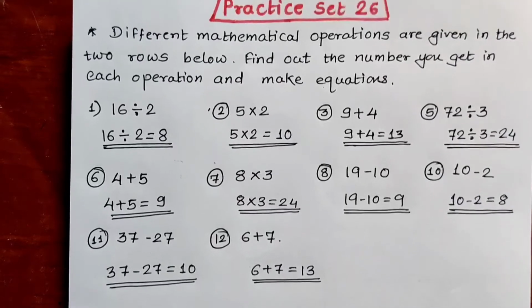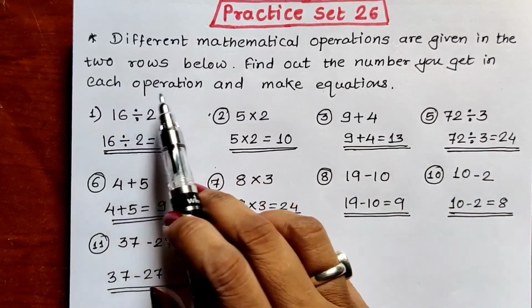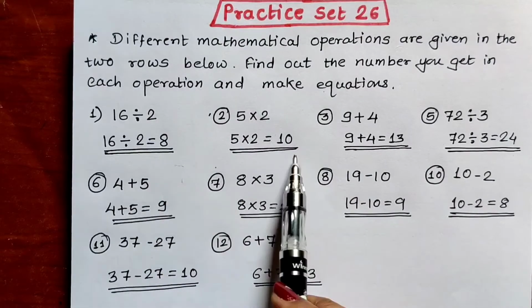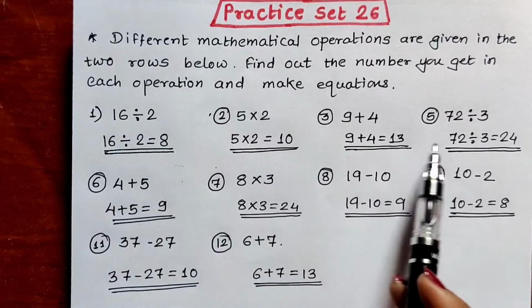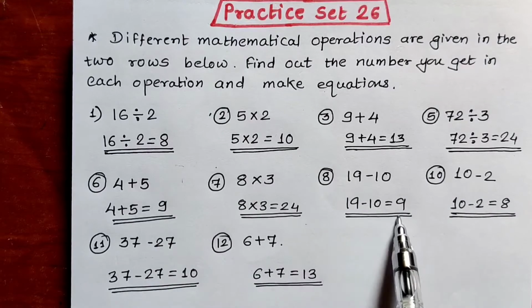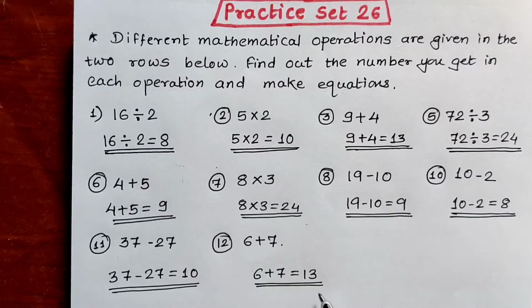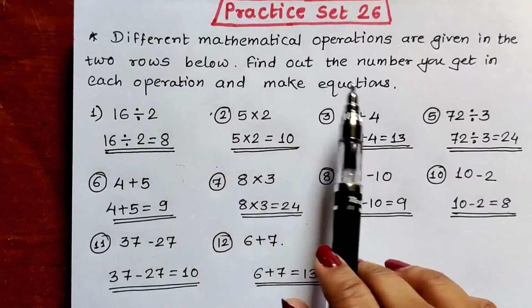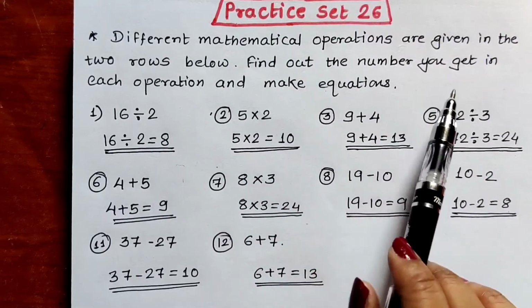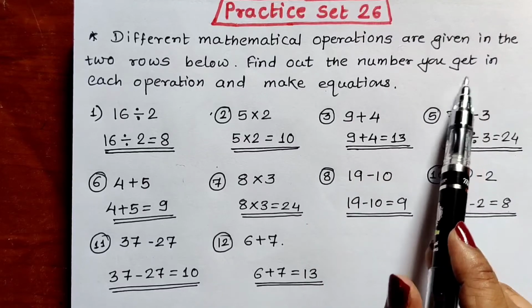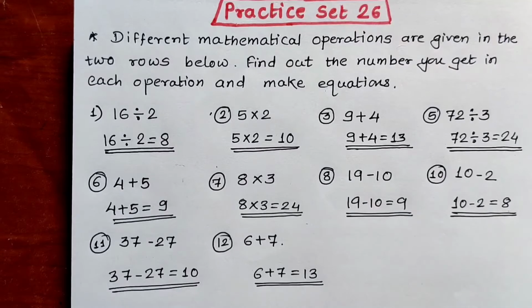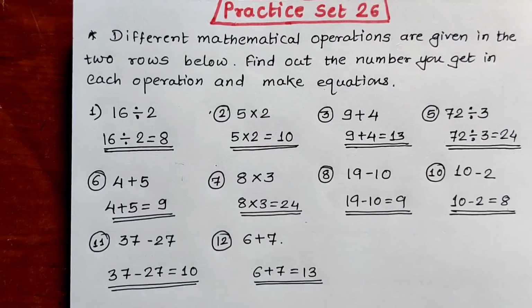Okay. What is the question? Find out the numbers you get in each operation. We have got the numbers. In the first operation we have got 8. Second operation we have got 10, then 13, then 24, then 9, 24, 9, 8, 10 and 13. In this way we have got the numbers from the operations. Now what we have to do is make the equations. Okay, so let us make the equations. Let us write the equations from this.